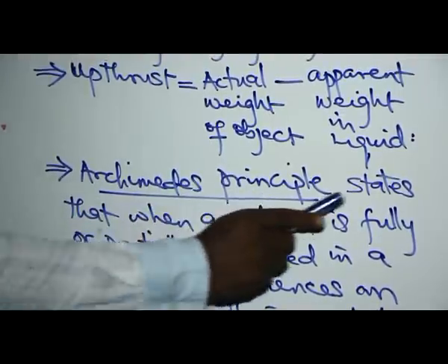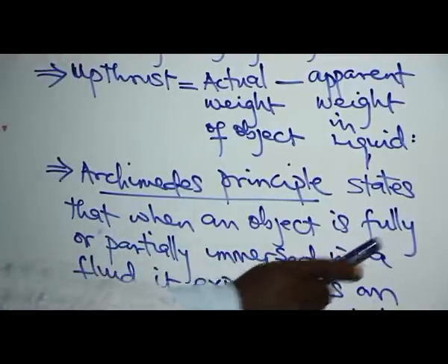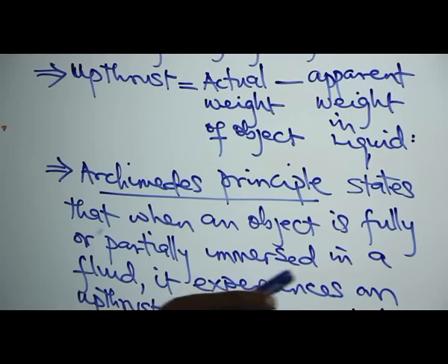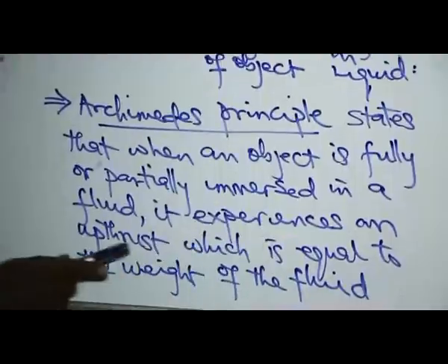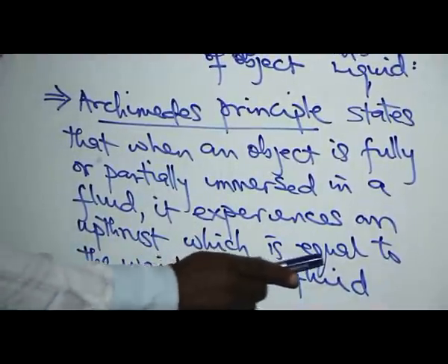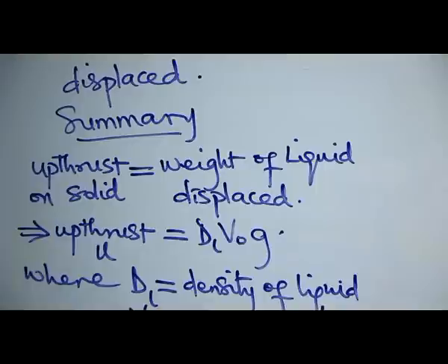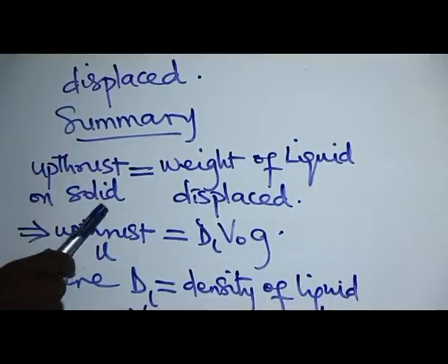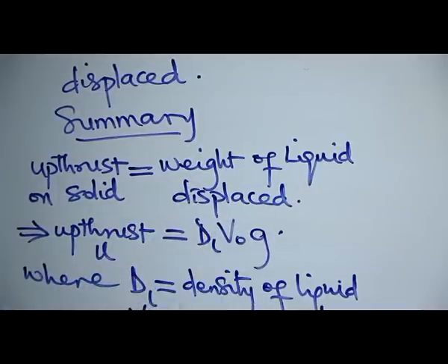Archimedes' principle states that when an object is fully or partially immersed in a fluid, it experiences an upthrust, which is equal to the weight of the fluid displaced. The summary of Archimedes' principle is: upthrust on a solid is equal to the weight of liquid displaced.